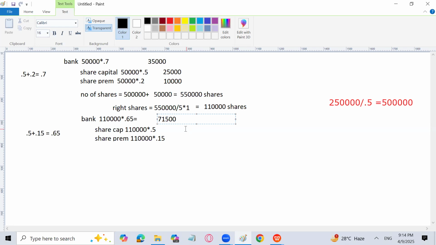Then 1,10,000 into 0.5 is the amount of share capital, which should be written with the face value. Always remember that share capital is always written with the face value. That is 55,000. Then share premium is 1,10,000 into 0.15, that is 16,500. So if you go with the total, you will get the same amount as bank, 71,500. Share capital is credited with 55,000 at face value, and share premium with 16,500.